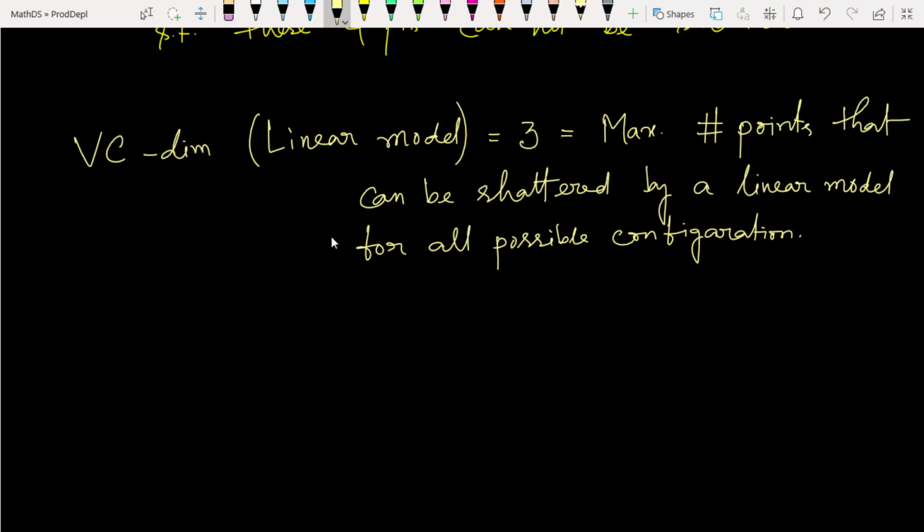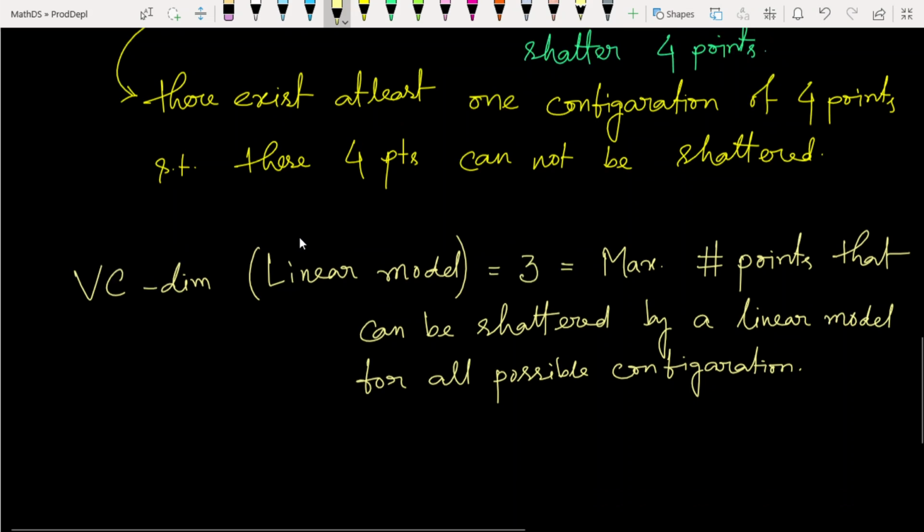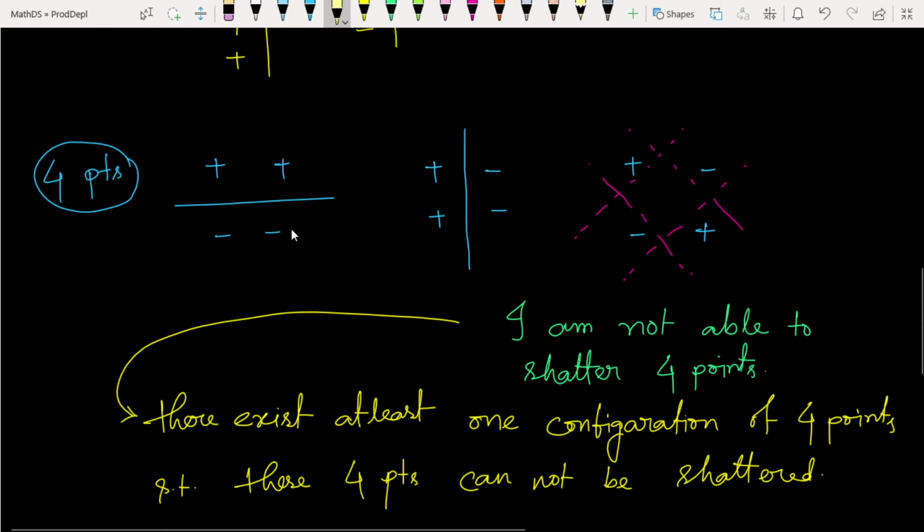This is the simple concept of the VC dimension: it is the maximum number of points that can be shattered by a single linear model for all possible configurations. Since we have taken linear models here, if we took a different kind of model, there would be different shapes of shattering. So this is the main concept.